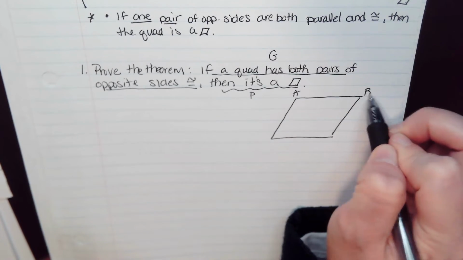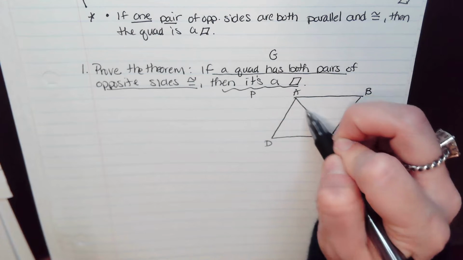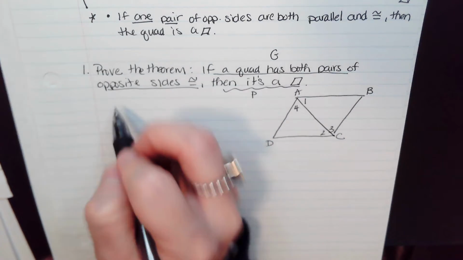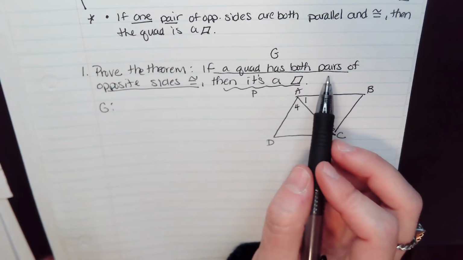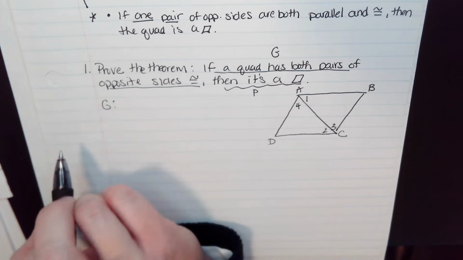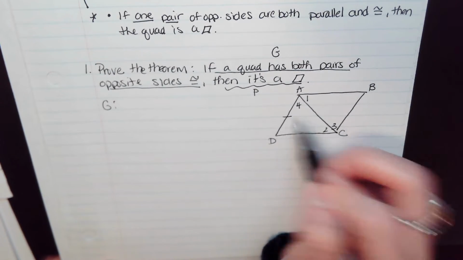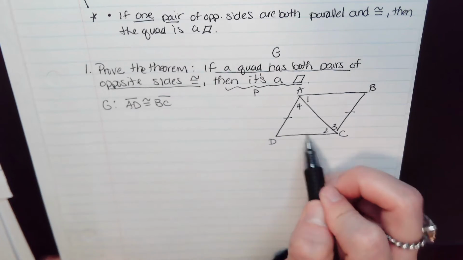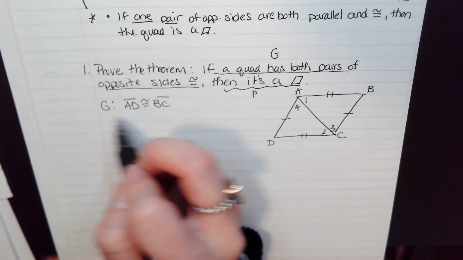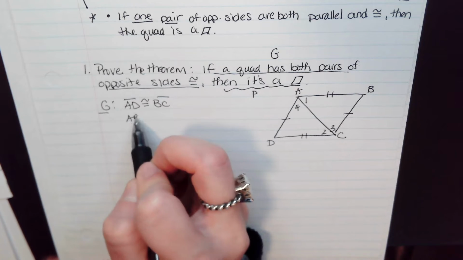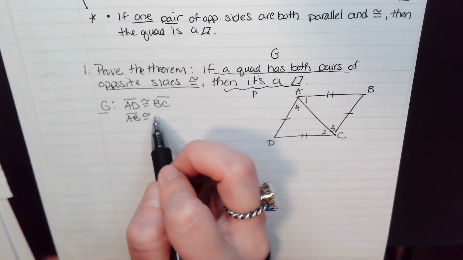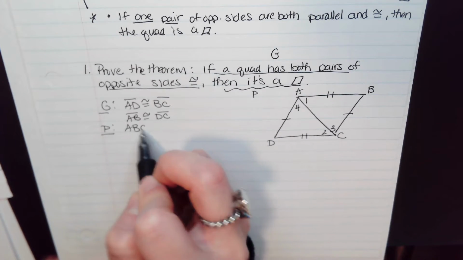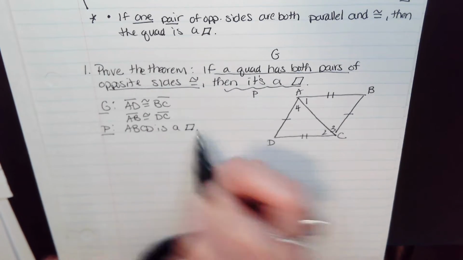So let's call this A, B, C, D. I'm going to draw in diagonal AC. I'll label some of these angles for you too. So our given is our if part of our conditional statement. So quad has both pairs of opposite sides congruent. Looking at our picture, one pair would be segment AD congruent to segment BC. The other pair, they're not all equal, so I need to mark those with 2 tick marks, would be segment AB congruent to segment DC. And I'm trying to prove that ABCD is a parallelogram.